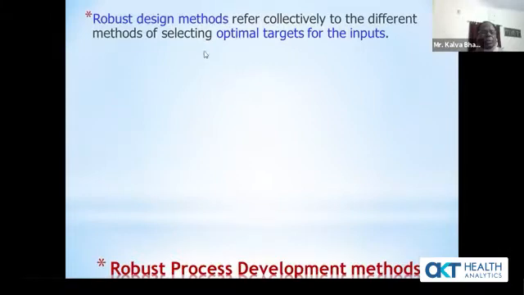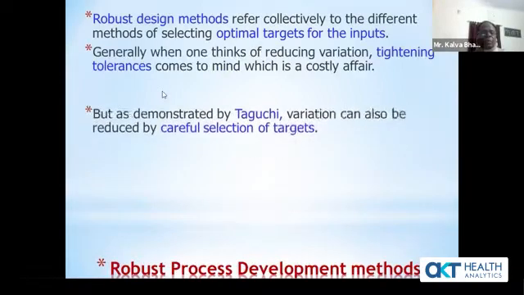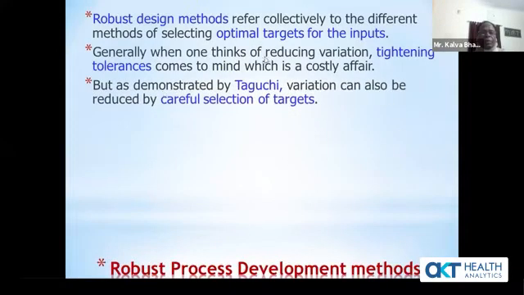Robust design methods refer collectively to the different methods of selecting optimal targets for the inputs. Generally, when one thinks of reduction in variation, tightening tolerance comes to mind, which is a costly affair. But as demonstrated by Dr. Taguchi, variation can also be reduced by careful selection of the targets.